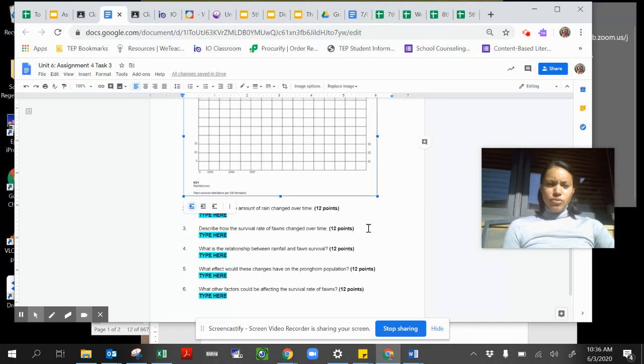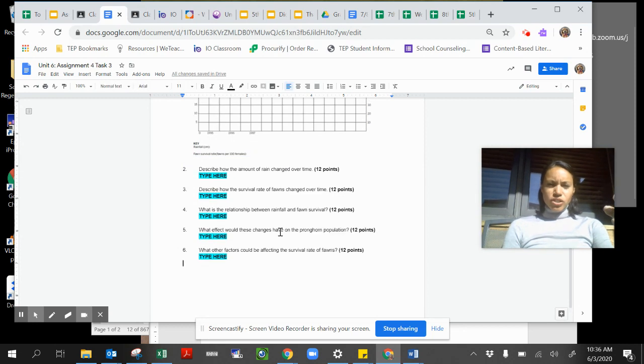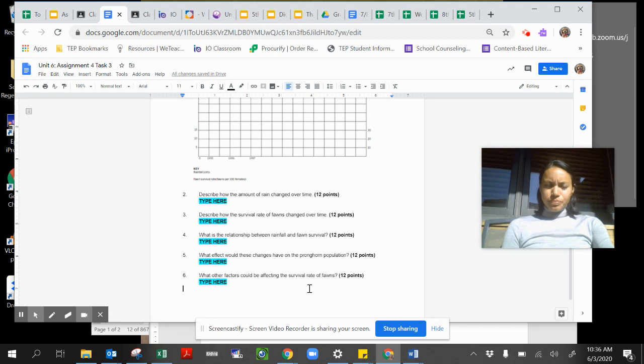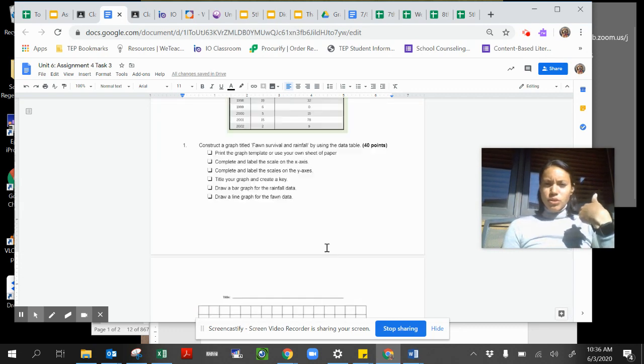So for these questions, you need to actually analyze the trend in the graph to answer them. So do that first, right? That's why the graph is worth the most points, because these are only worth 12. All right, I will go over this with you in class.